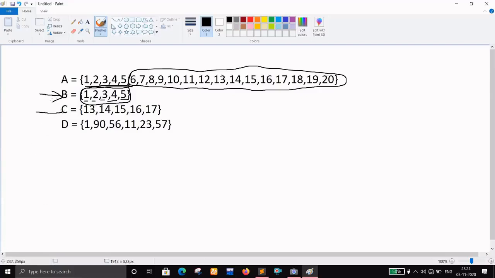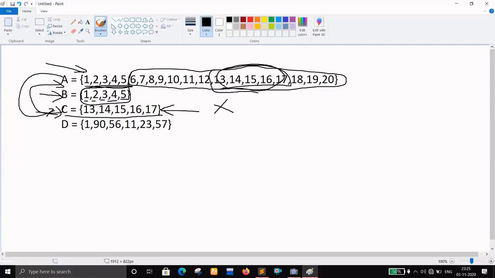Let me give you another example. C is the subset of A, but A is the superset of C. So that is the difference. C is the subset, A is the superset, because C can be derived from these values, 13, 14, 15, 16, 17, right? C has been derived from these values. But can I derive A from C? We can't. But we can determine C from A. That's why C is a subset of A, and A is a superset of C.